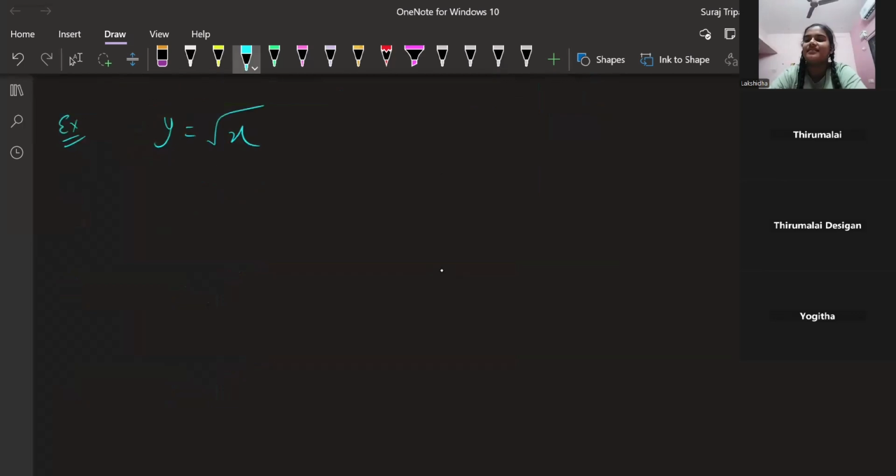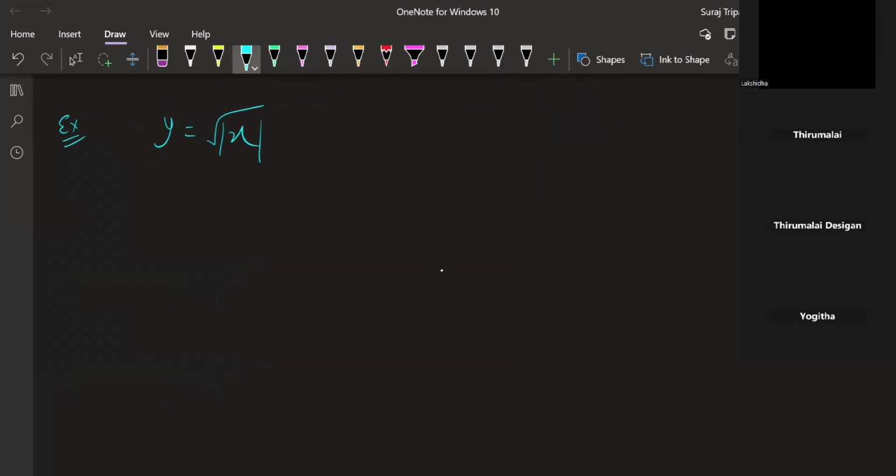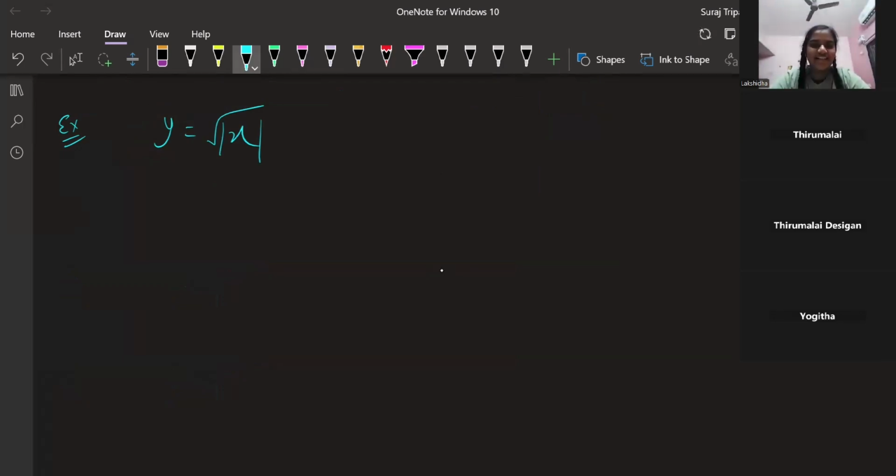Now next function, y equals to root x. This is the graph of y equals to root x. And now find the graph of y equals to root of mod x. How will you draw the graph of this function? First of all, you need the basic graph. So the graph of root x is like this. This is the graph of y equals to root x. How will you draw the graph of root of mod x?